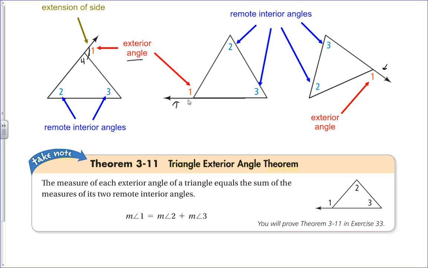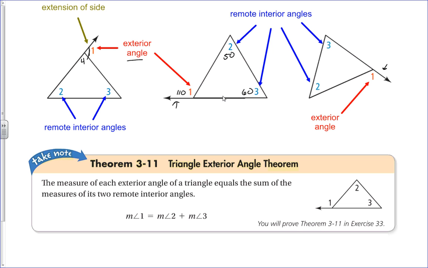So anytime you have an exterior angle, the sum of the two remote interior angles to it equals your exterior angle. It'll always be that way. Say this was 50 and this was 60. 50 plus 60 is 110. That means that angle 1 will have to be 110 degrees. There's no other way around it. This angle here will always equal the sum of these two. There's no way around it.